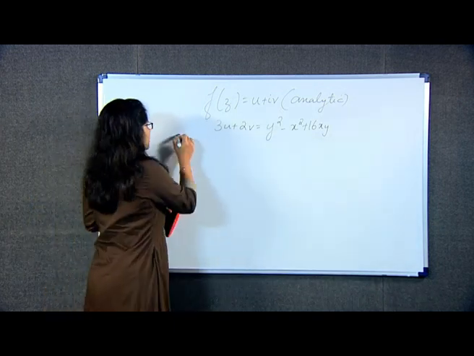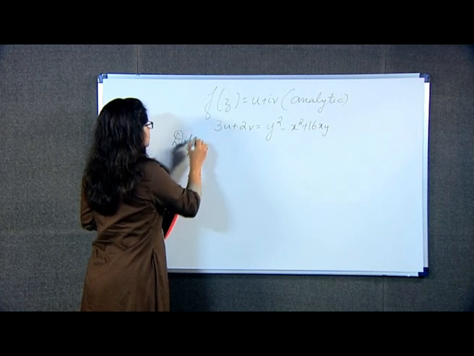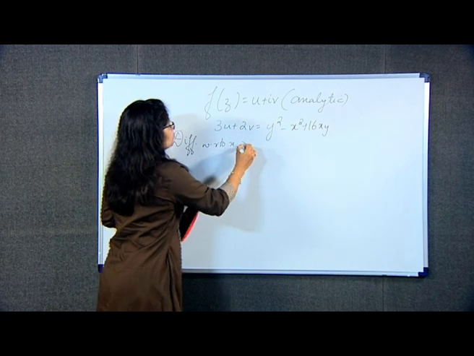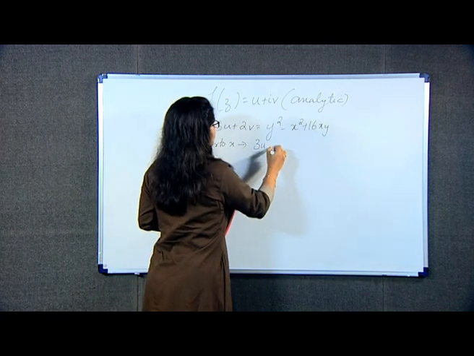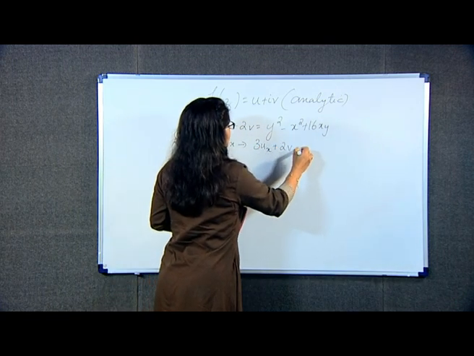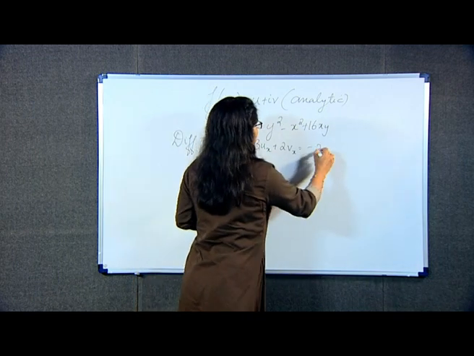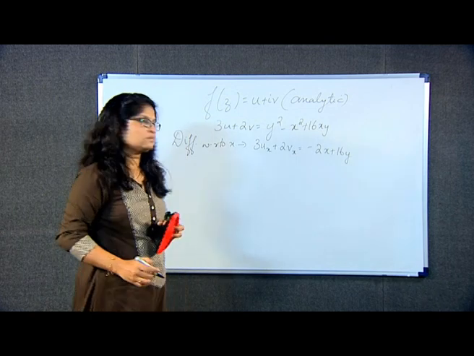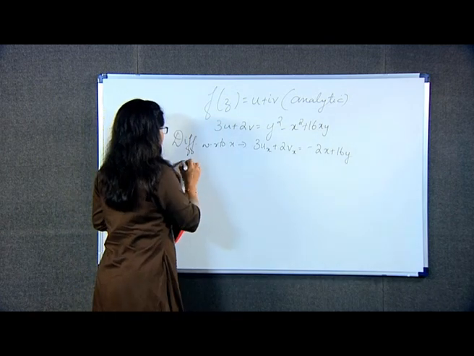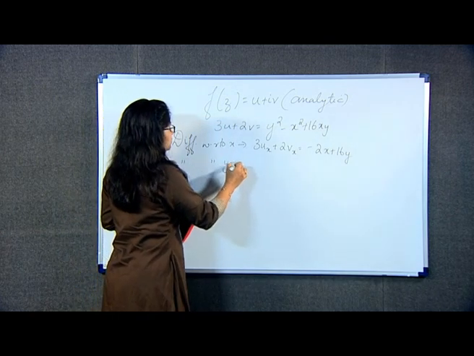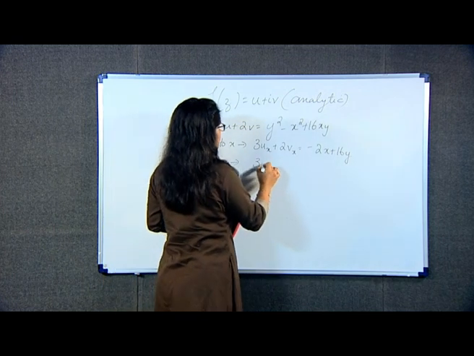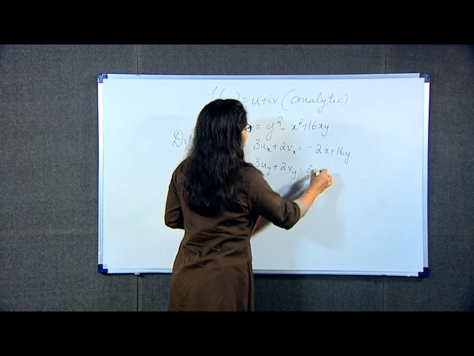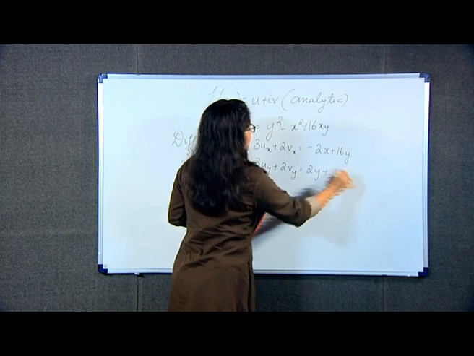So, I will differentiate this equation with respect to x. So, what do I get? 3u_x + 2v_x = -2x + 16. Now, I can differentiate this with respect to y. I get 3u_y + 2v_y = 2y + 16x.